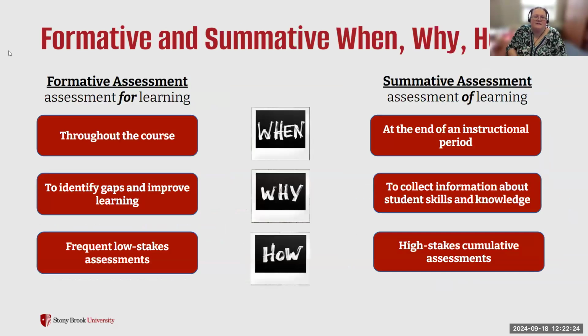So I think the biggest takeaway here is that formative assessment is ultimately for learning. It's part of the process. It helps make learning happen. And it takes place throughout the entire course. And it helps an instructor identify where those gaps in knowledge are in order to improve learning.